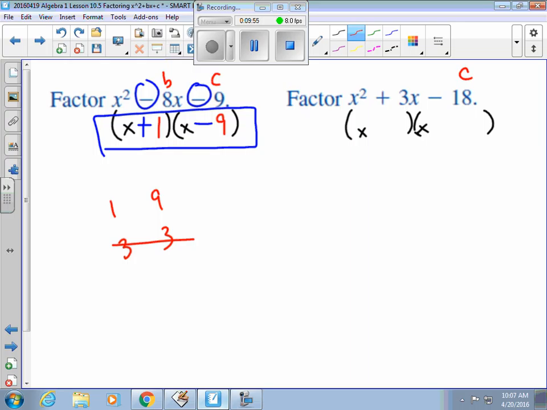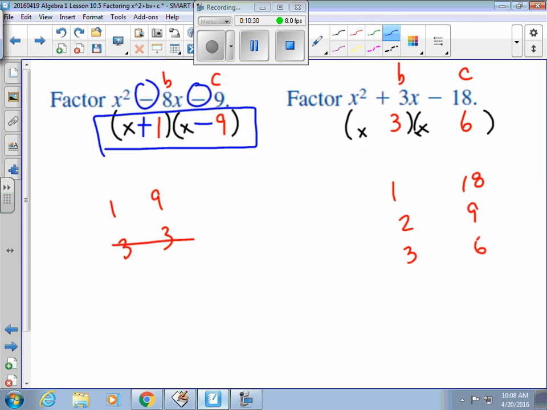Okay, let's take a look at it. The factors of 18 are 1 times 18, 2 times 9, 3 times 6, and there are no numbers between 3 and 6 that go into 18. So those are the three pairs. Which pair gets you B's value 3? 1 and 18 gives 17 or 19, 2 and 9 gives 7 or 11, 3 and 6 gives 3 or 9. We want the number 3, so 3 and 6.